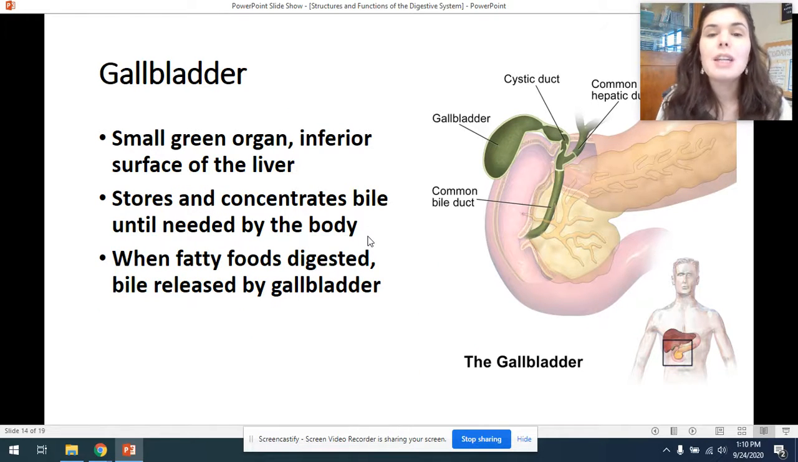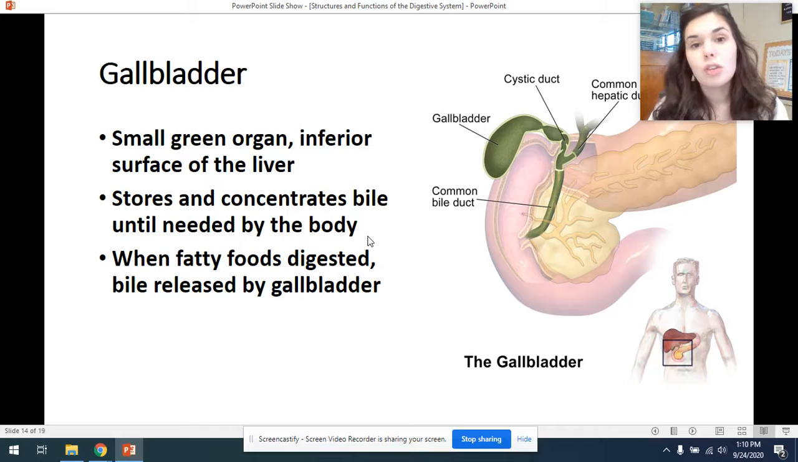The gallbladder is a really small green organ which is on the inferior surface of the liver. It stores and concentrates bile until the body needs it. And technically, you can live without your gallbladder. So in some cases, when the gallbladder becomes infected or it's not working properly, doctors will actually just go ahead and remove the gallbladder from a person. And then basically that system just gets rerouted.